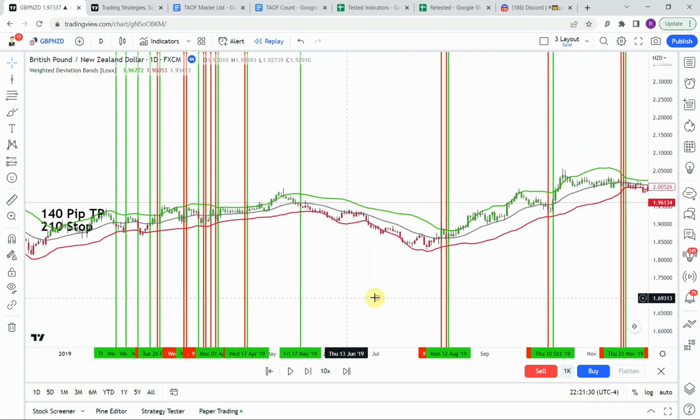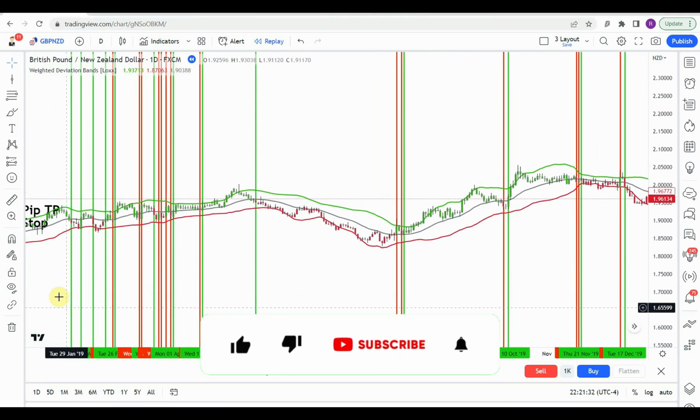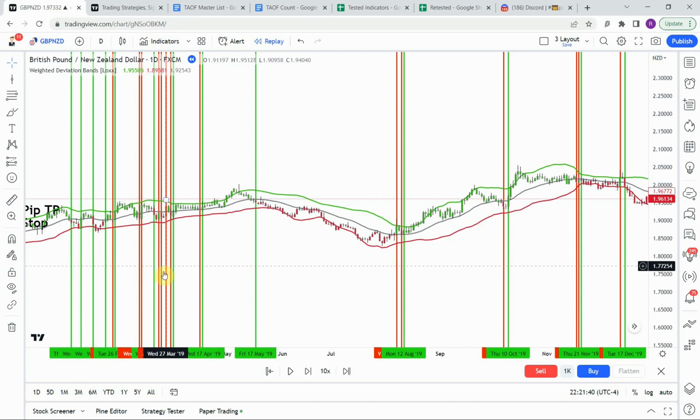Squeeze this back some. All right, let's go ahead and count it out, see what we have. So 1 through 27. We have 27 trades altogether, and we have 13 winning trades.